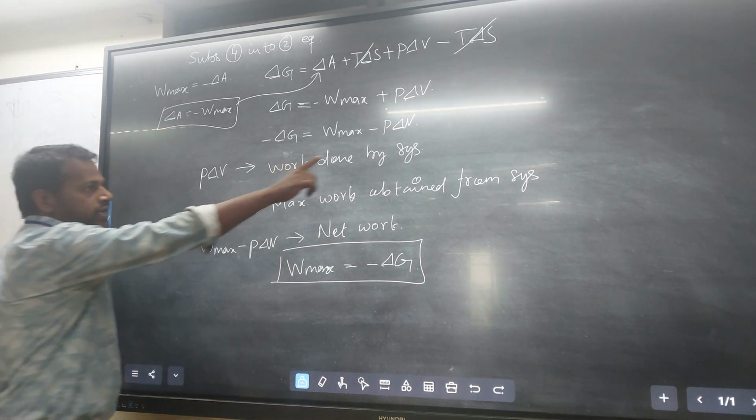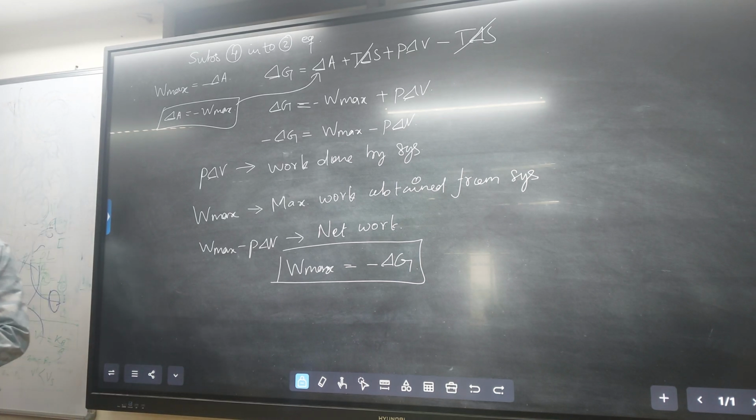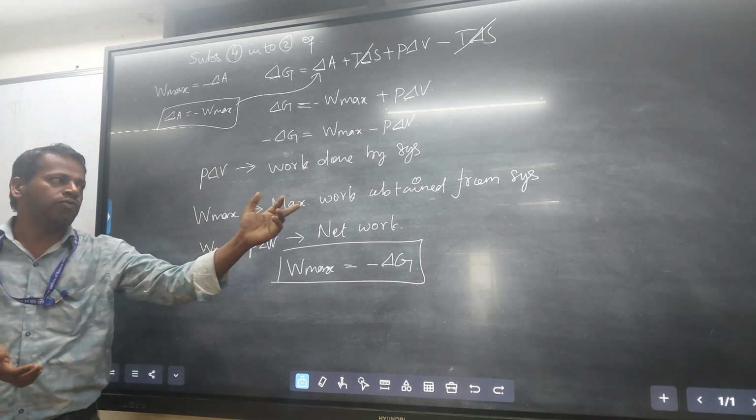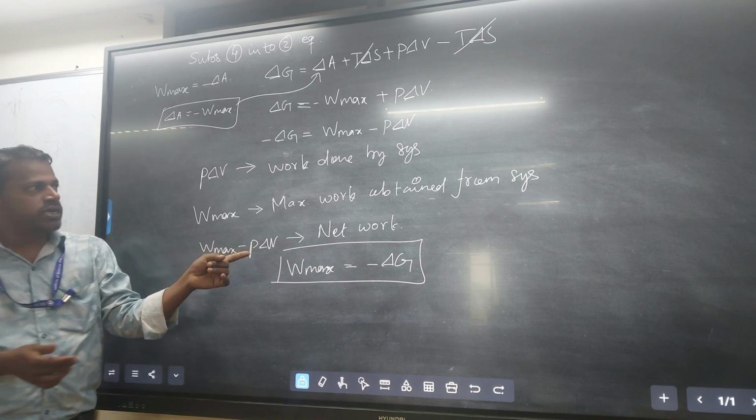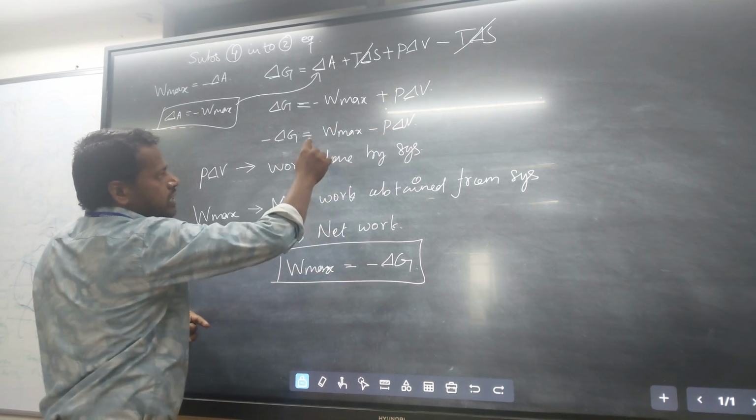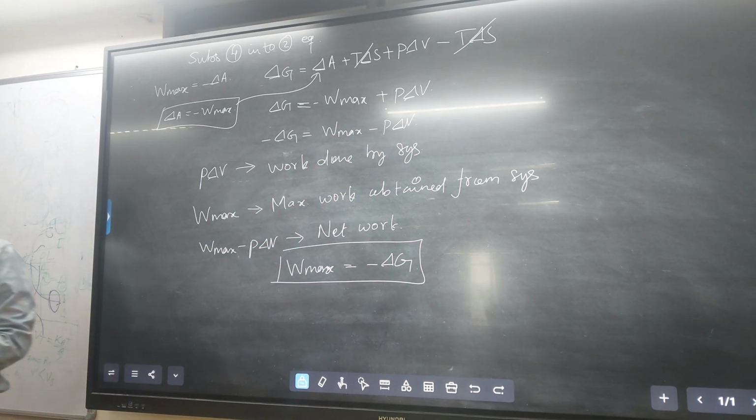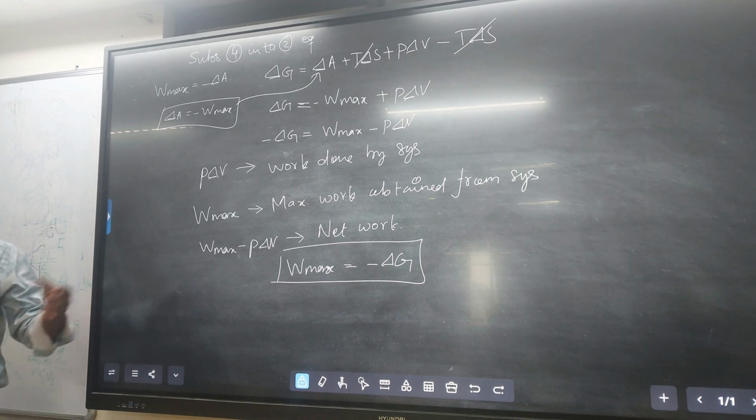Therefore, P delta V is how much work is done by the system when the container expands. W max is the maximum work obtained from the system. W max minus P delta V is the net work of the system. So minus delta G equal to W max, at constant pressure. If we are doing the reaction at constant pressure, W max equal to minus delta G.